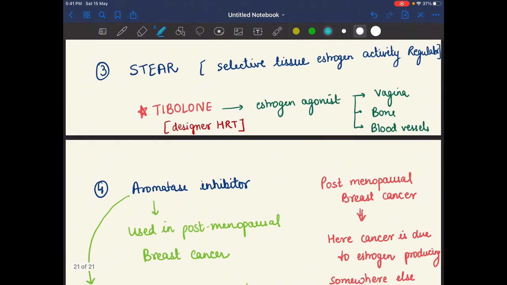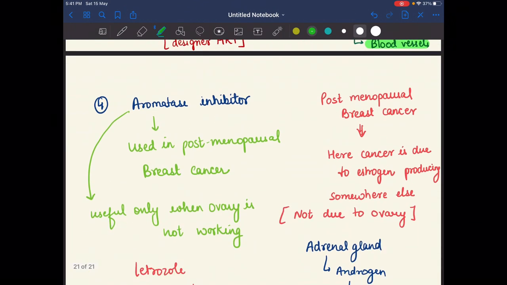Now next one is STEAR, selective tissue estrogen activity regulator. In this, the drug is tibolone, a designer hormone replacement therapy. It acts as an estrogen agonist in vagina, bone and blood vessels. It decreases the vaginal atrophy, it increases the bone formation, and in blood vessels it increases the HDL by LDL ratio. So tibolone.